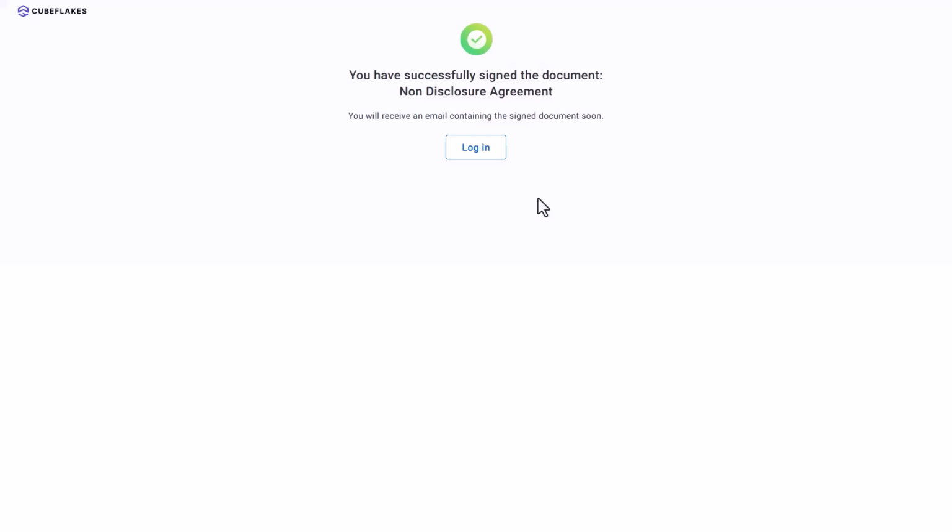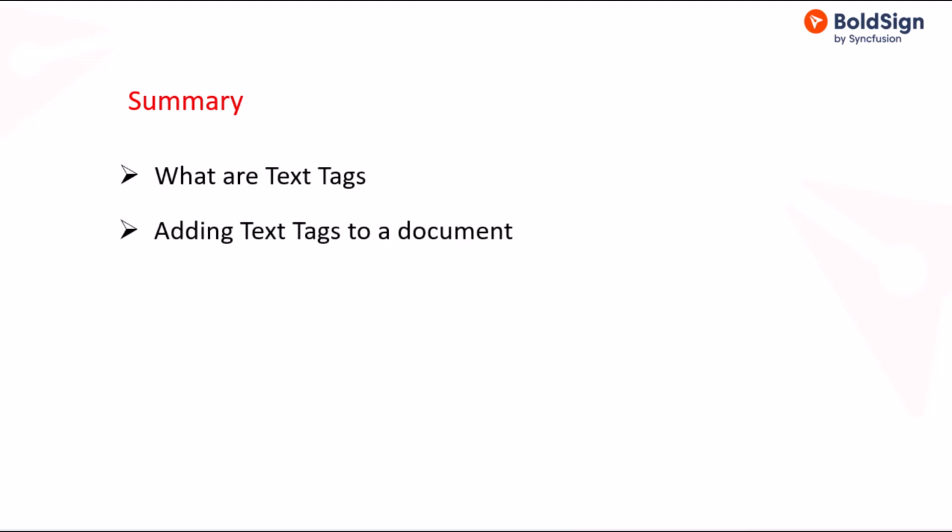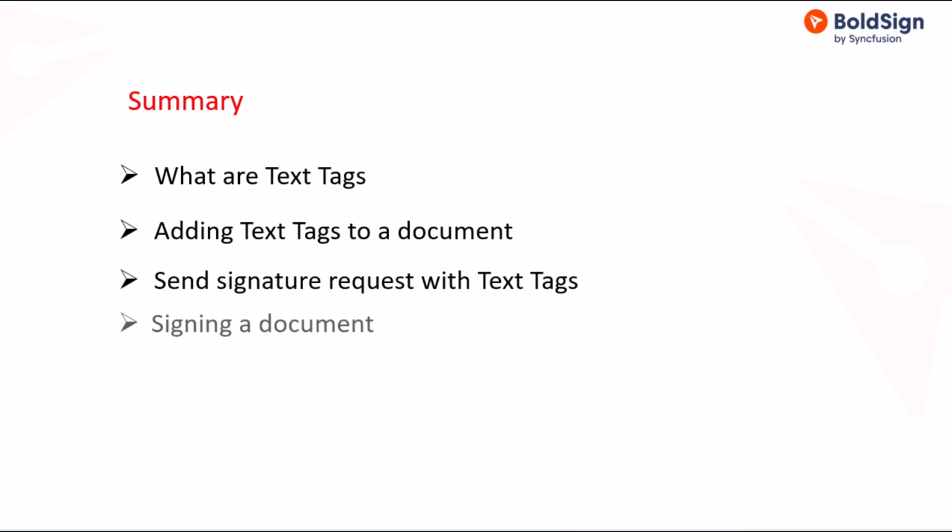Please note, when the Use Text Tags property is enabled, there is no need to set the form fields property for every recipient. The fields will be automatically placed based on text tags present in the document. The text tags placed in the document will not be removed, so it is recommended to set their color to match the background color. That's it. I have shown you what text tags are, how to add them to a document, send signature requests using text tags, and finally sign the documents.